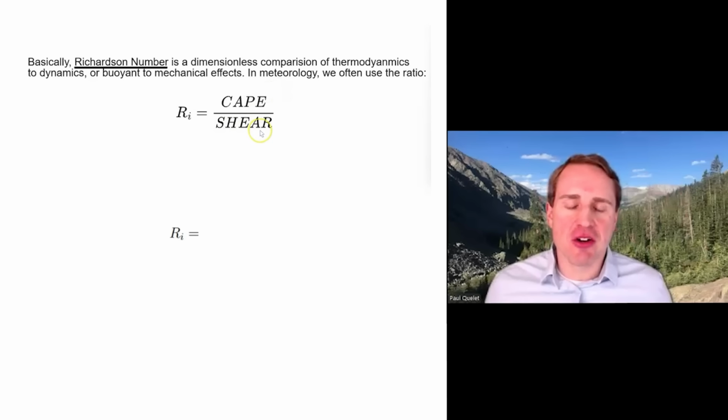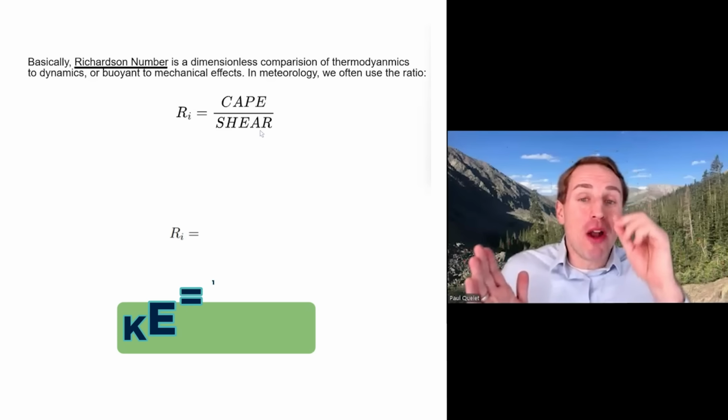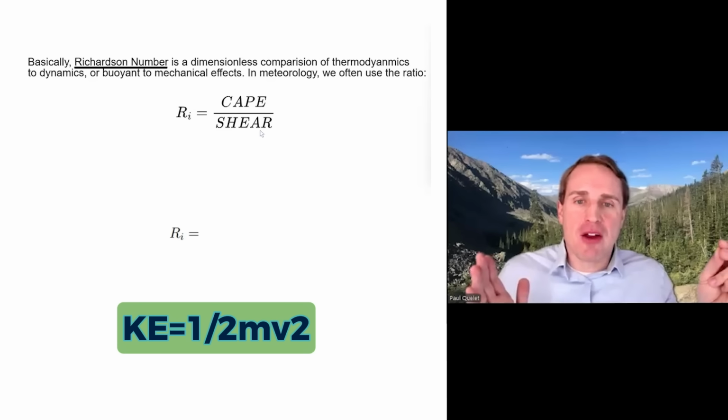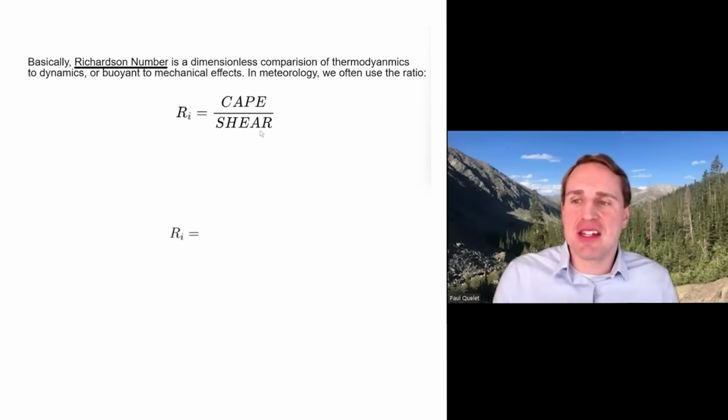Whereas with the shear, remember, if you thought about kinetic energy, it's 1/2 mass times velocity squared. So that'd be units of joules. But if we went per unit mass, you just divide by mass. So you just get 1/2 times essentially the velocity squared.